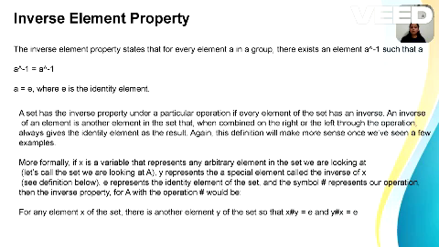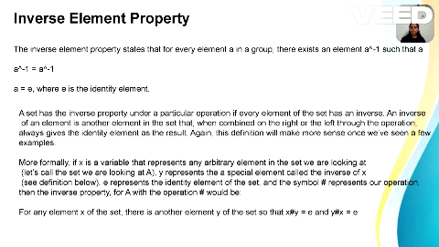An inverse of an element is another element in the set that, when combined on the right or the left through the operation, always gives the identity element as the result. Again, this definition will make more sense once we have seen a few examples.